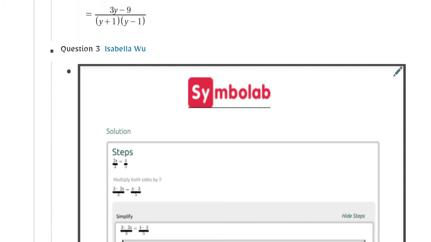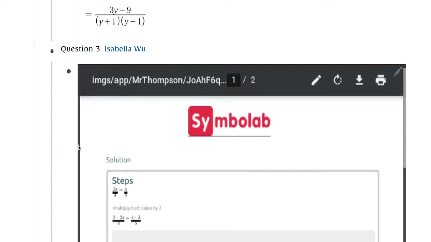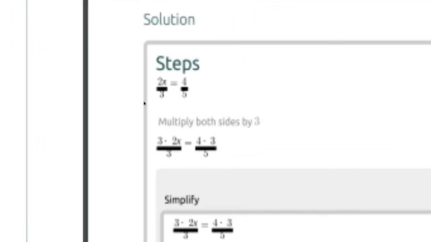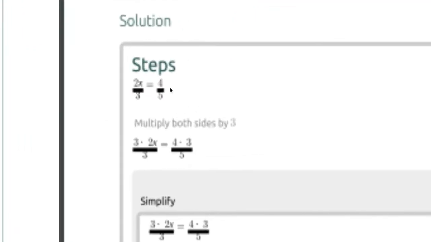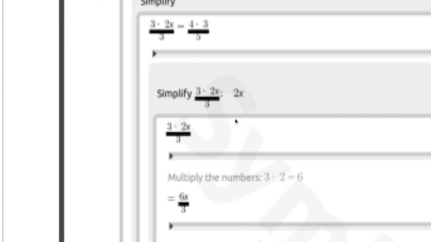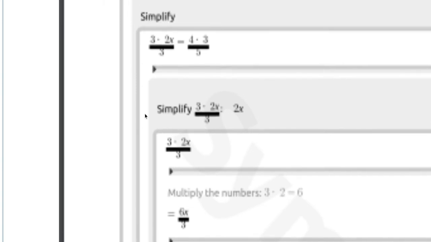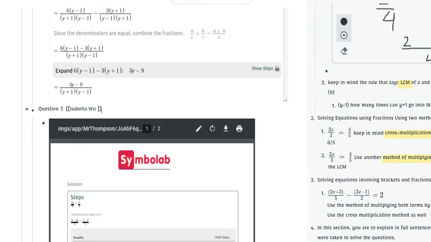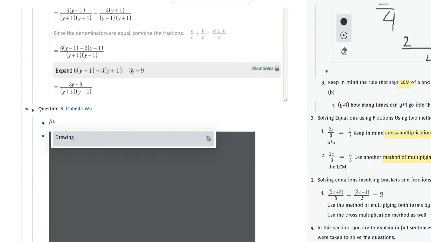All right. Let's look at the question. For this one now, let's see the steps. The first one says, sorry for the blurry picture, 2x divided by 3 is equal to 4 divided by 5. One method you could use is to multiply both sides by a common fraction. What I'm going to do is work it out just to show you quickly. So here we go. I'm drawing. Follow along with me.